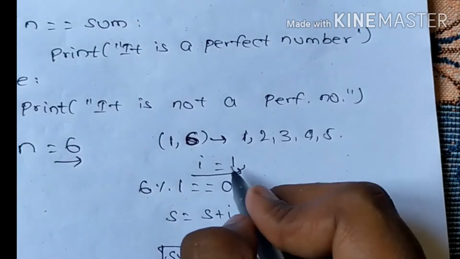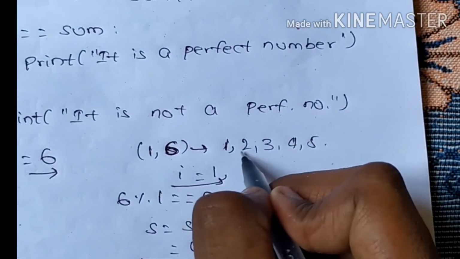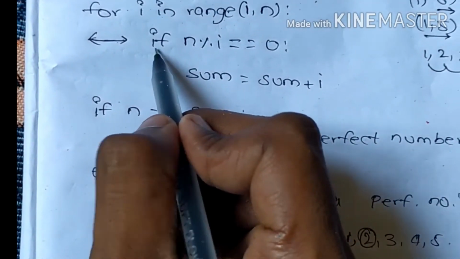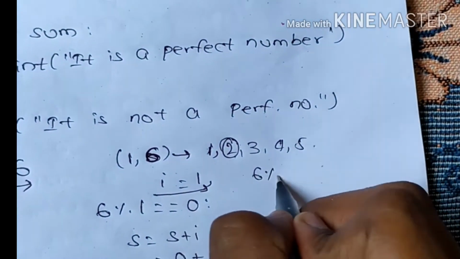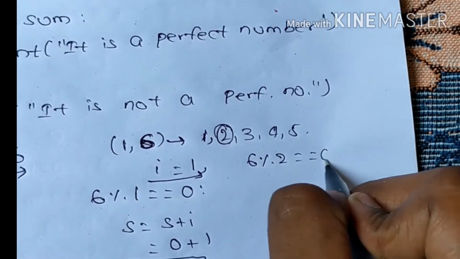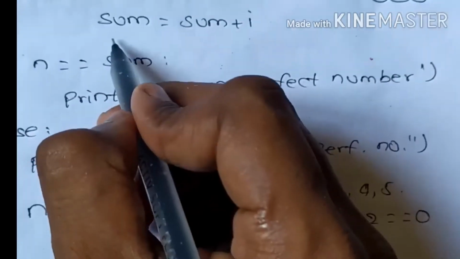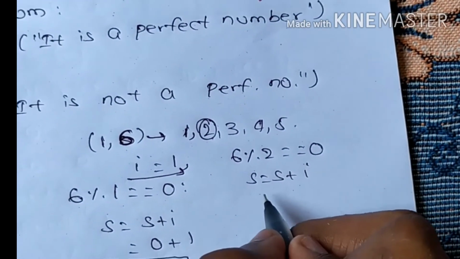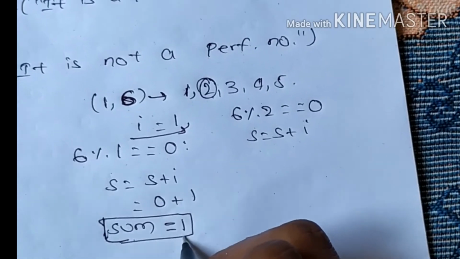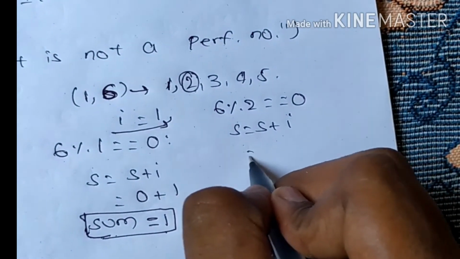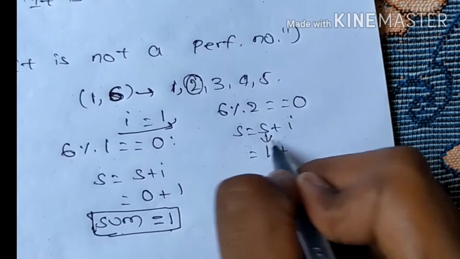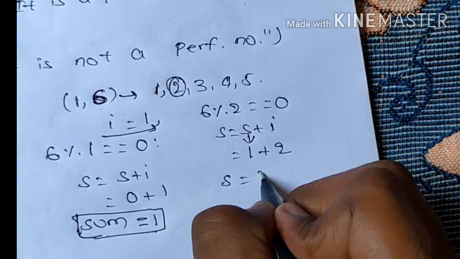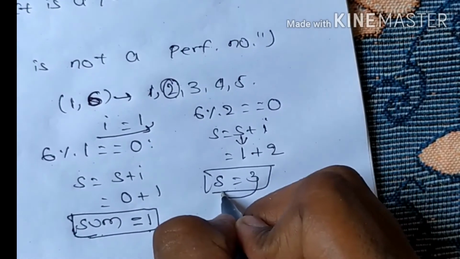Next I will be incremented and I goes to 2. Next it goes to the if condition and it will check 6 divided by 2, yes, and we will get remainder equal to 0. Then it goes to the sum statement, that is sum equal to sum plus I. First here we got sum equal to 1, right? Then here sum will be 1 and here I will be 2, right? Then sum equal to 1 plus 2, 3. Here 3 is assigned to sum.